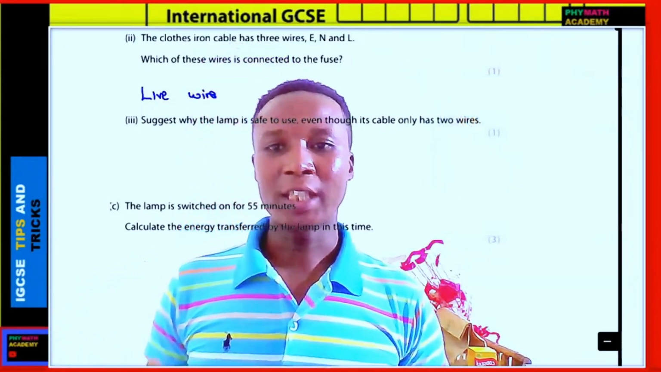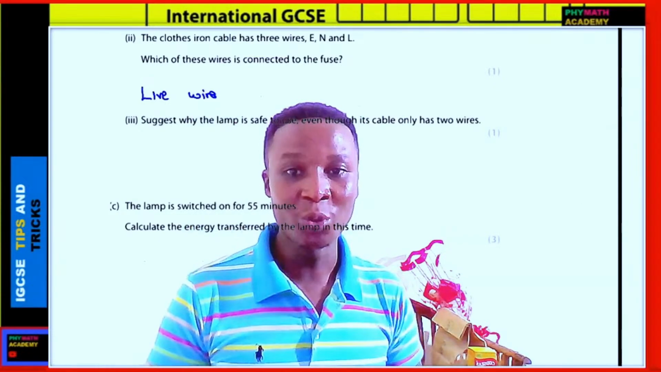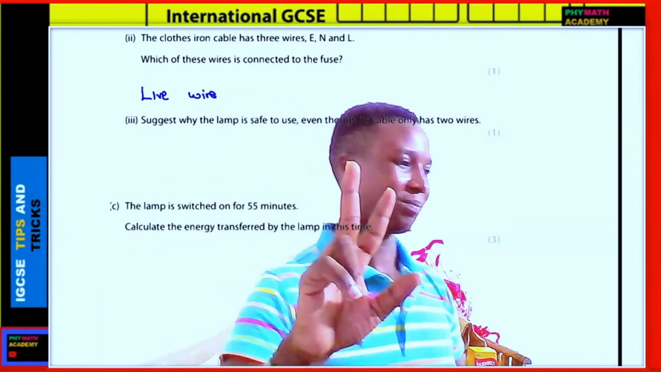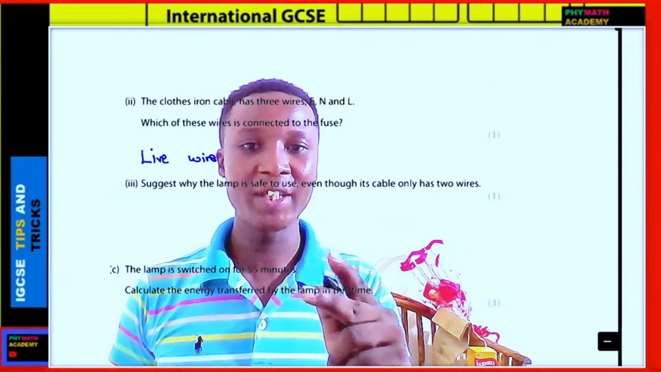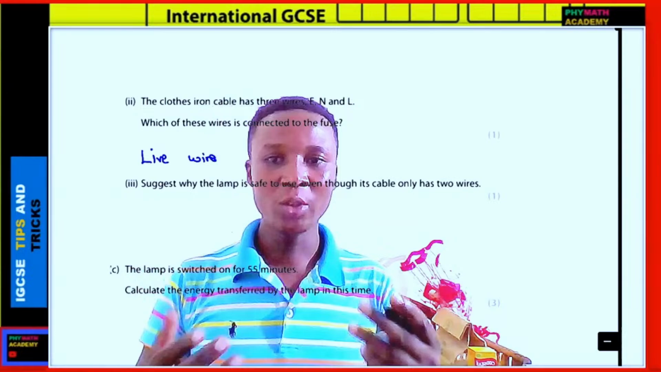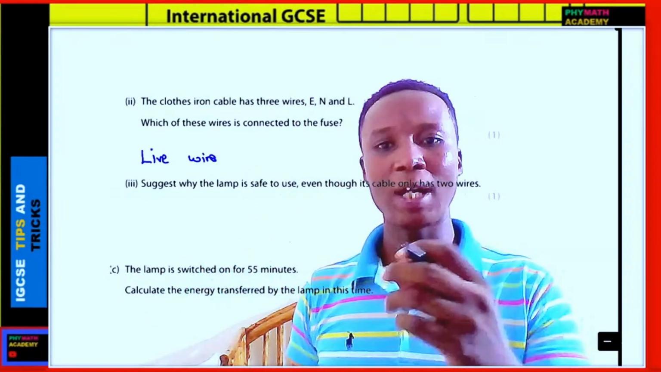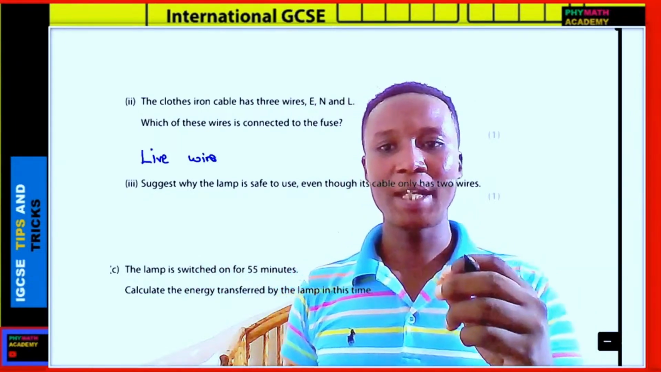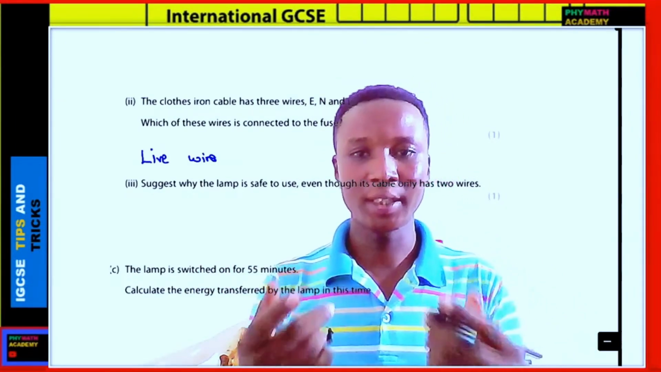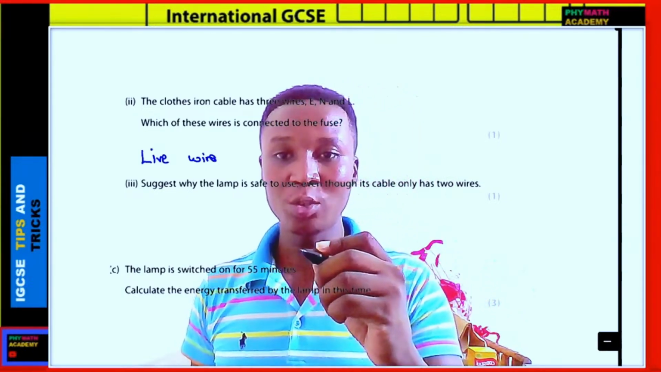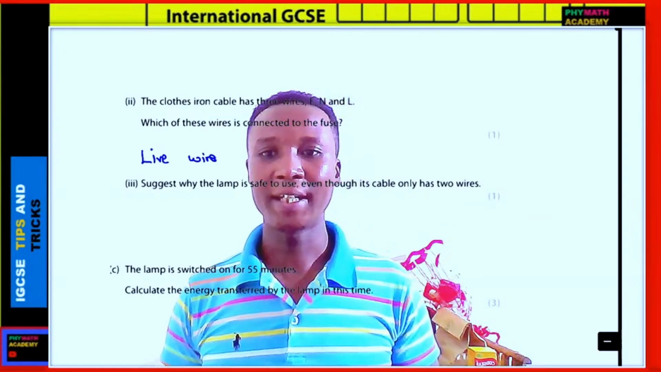Roman 3, we are supposed to suggest why the lamp is safe to use, even though its cable only has 2 wires. We saw the cable of a bulb was not having the earth wire. The reason why it's safe to use a lamp in this case is because it's taking in a very little amount of current, and at the same time there is double insulation. Double insulation is meant to protect the user so that they don't come into close contact with the electric current, whereby they can get an electric shock.